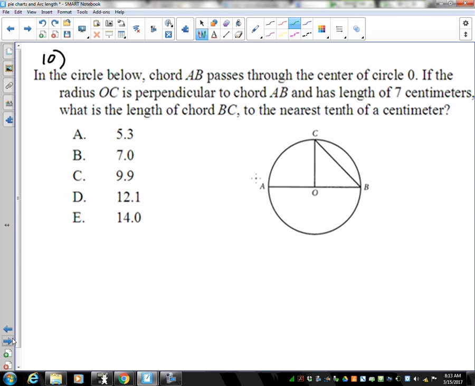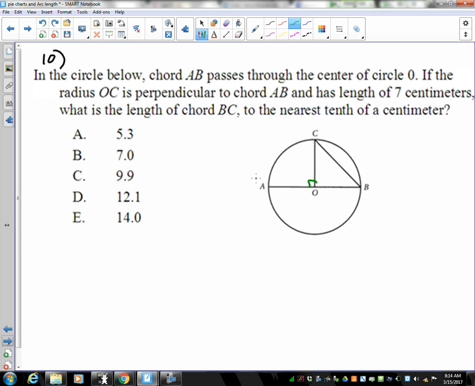Okay, in this circle, it says chord AB passes through the center of circle O. If the radius OC is perpendicular to chord AB, so in other words, we're forming a right angle right here, so I'm seeing some right triangles, and I'm thinking of Pythagorean theorem here, and it has a length of 7 centimeters. What is the length of chord BC to the nearest tenth of a centimeter?